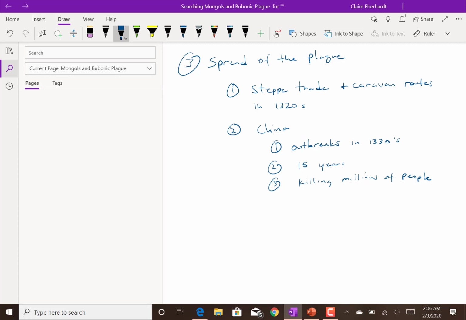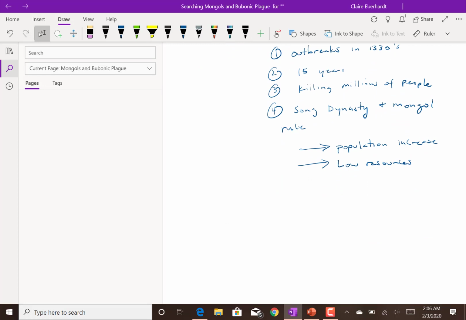And part of the reason why China was so impacted from this is that the previous Song dynasty and the Mongol rule, both of these, had ended up creating a significantly larger population increase in China. And remember, we talked about how when you have larger populations, you're more likely to have it spread and continue to spread at a faster rate. The problem was that on top of this, you had low resources. So there were periods of time prior to the bubonic plague, and then of course during, where they had problems with resources, specifically access to food, which made the population vulnerable.